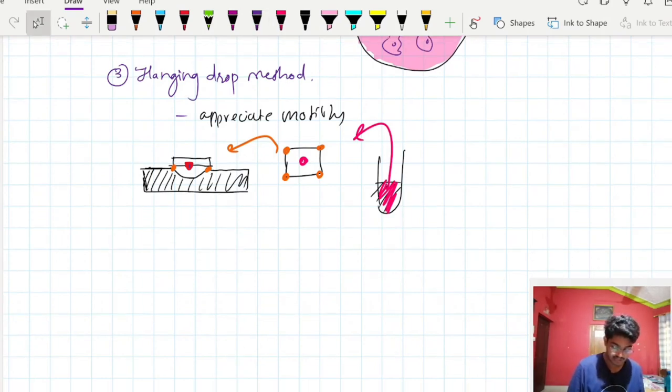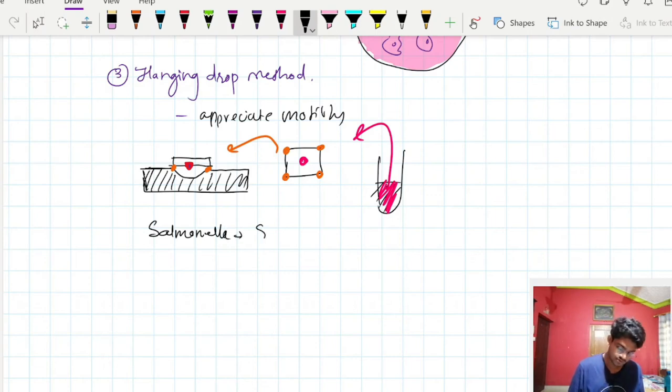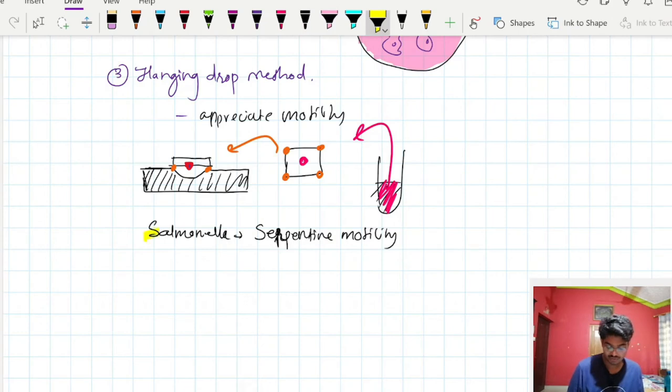For example, when we examine Salmonella by this method, we can see serpentine motility. Salmonella shows serpentine motility, like a snake. So motile Salmonella shows serpentine motility.